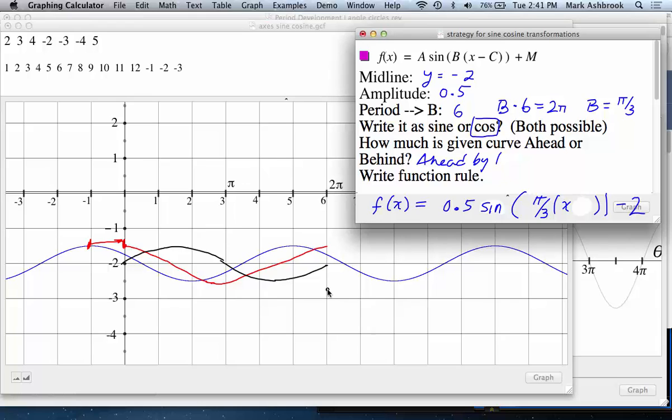Blue starts. It's ahead. And then black starts, and then blue finishes, and then black finishes. So our graph, if we're using this cycle starting right here, our graph is ahead.